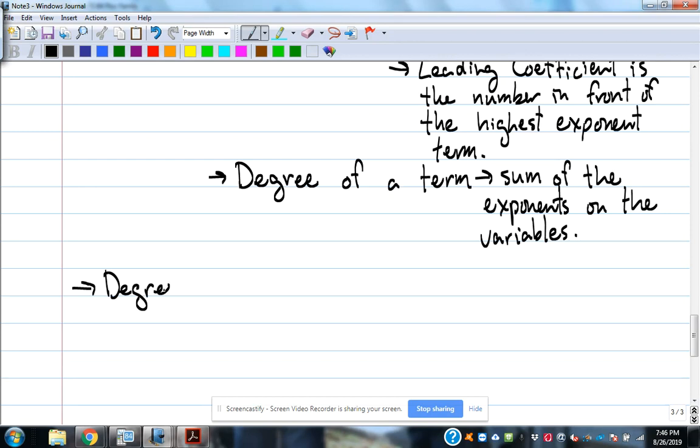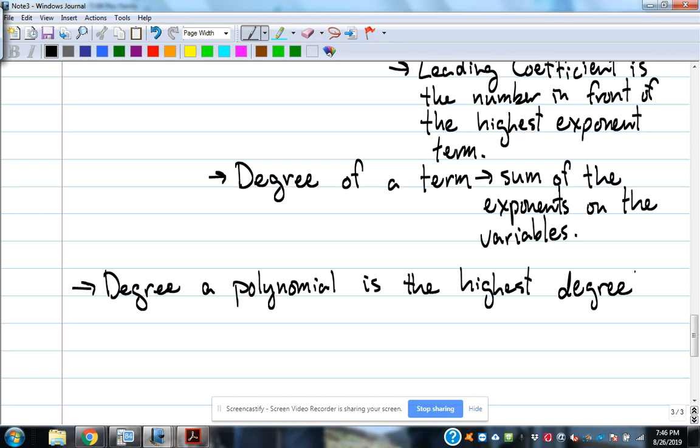Degree of a polynomial is the highest degree of all the terms. We'll see some examples of this. All right.